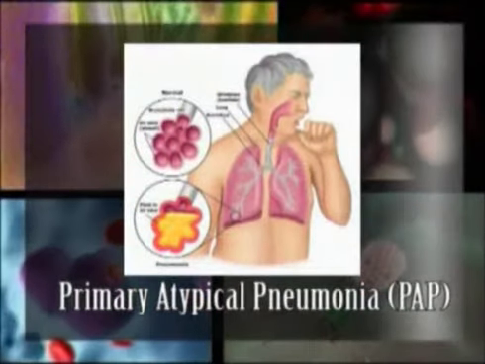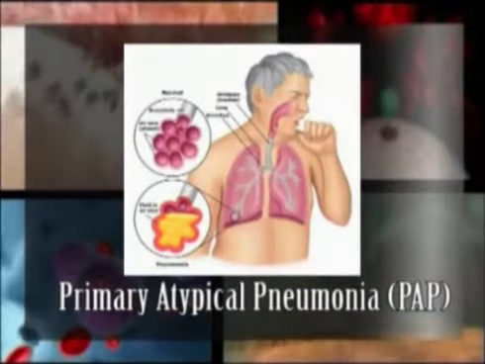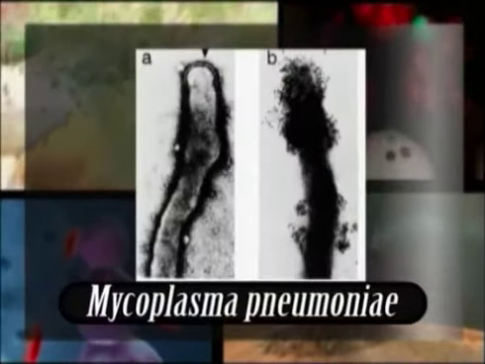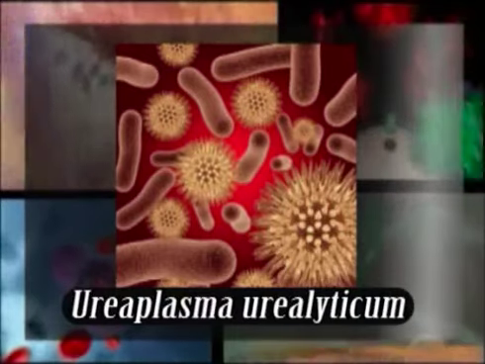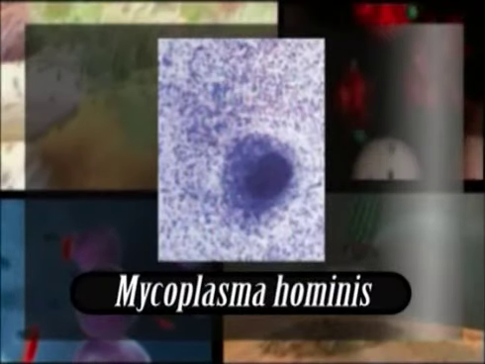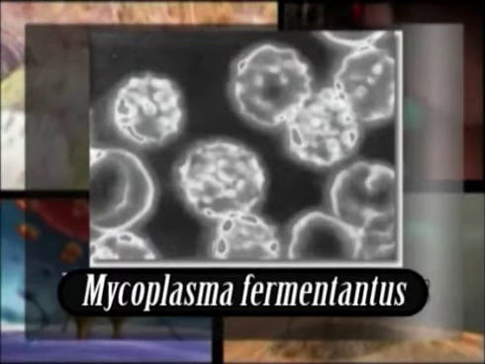Mycoplasma diseases of humans include primary atypical pneumonia, abbreviated as PAP, found in the mouth, pharynx, genitourinary tract, and pneumonia. Repeated or habitual reproduction failure in women, and birth of underweight children, is due to infection by Ureaplasma urealyticum, and infertility in men is caused by Mycoplasma hominis and Mycoplasma fermentans.